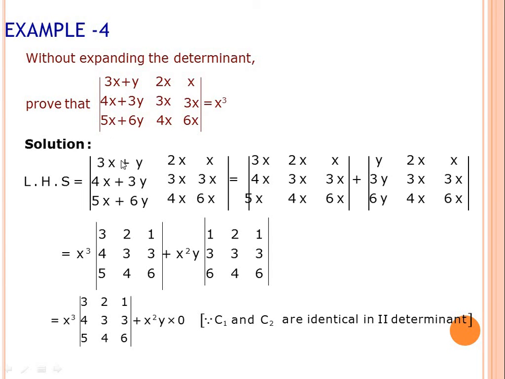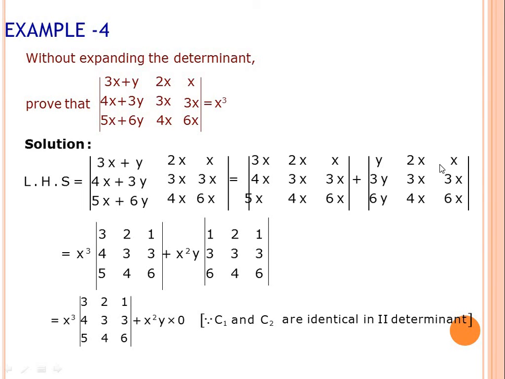Property says that if there are two terms like 3x plus y, 4x plus 3y and 5x plus 3y, then the single determinant can be converted into two determinants, in which the first column contains elements 3x, 4x and 5x, and the first column of the second determinant is y, 3y and 6y. Now x will be taken out as common from the first row, the second row and the third row. So 3 times x will be taken out as common, so it will be x cube.